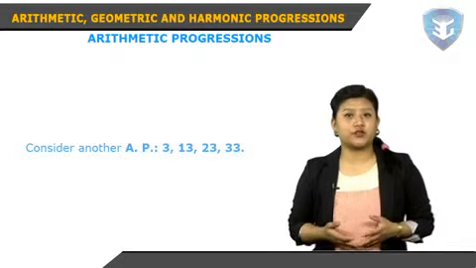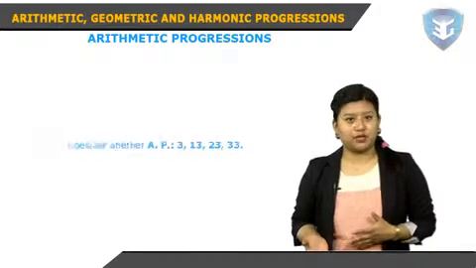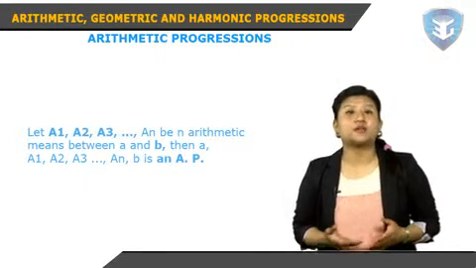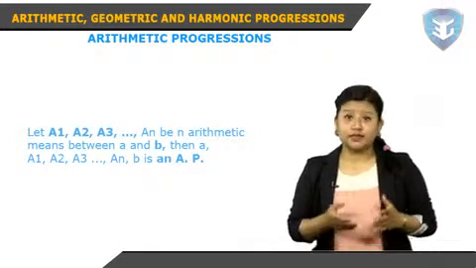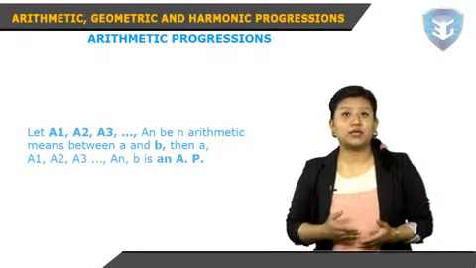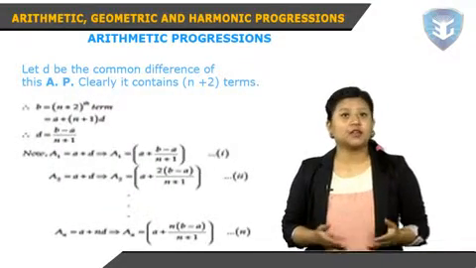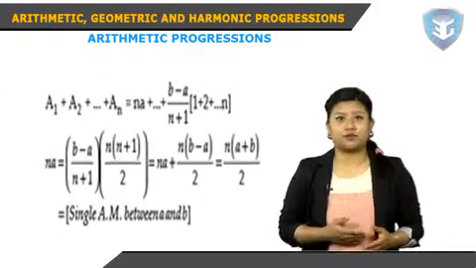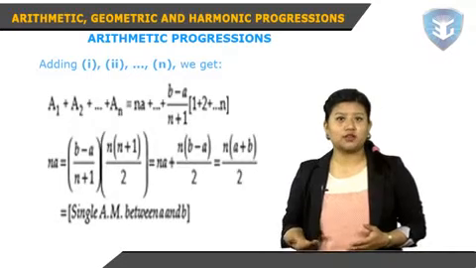Generally, any number of arithmetic means can be inserted between any two numbers a and b. Let a1, a2, a3 and so on till an be n arithmetic means between a and b. Then a1, a2, a3 till an, b is an AP. Let d be the common difference of this AP. Clearly, it contains n plus 2 terms. These are the required n arithmetic means between a and b. Adding 1, 2 and so on till n, we get.